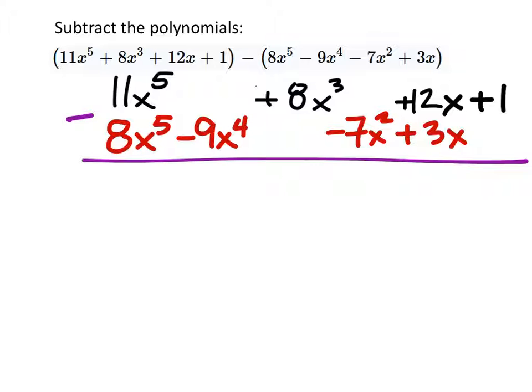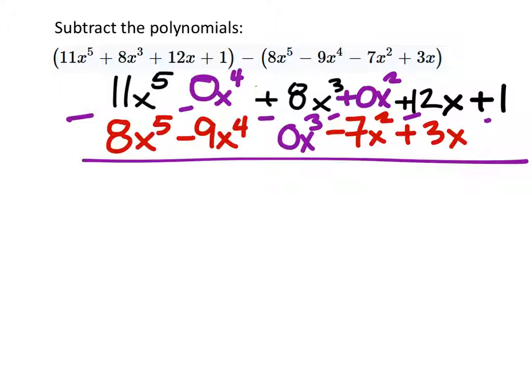Now again, this is subtraction, and we have to keep track of that 0x to the 4th, because we need to subtract the negative 9x to the 4th from it. If we subtract 0, it's not usually a big deal though. So even if we show that as 0x cubed, we do want to keep track of the 0x squared, which we'll subtract. 12x minus 3x, and then 1 minus 0 if you want.